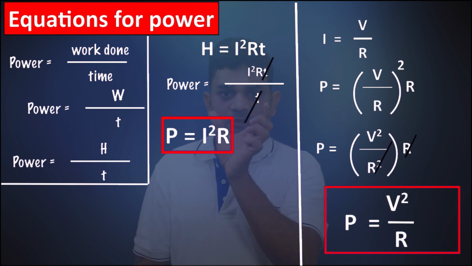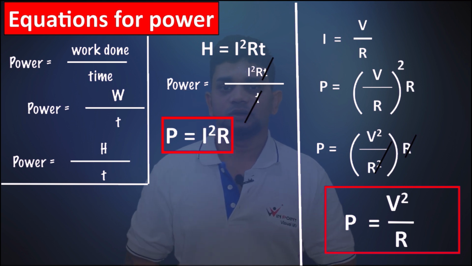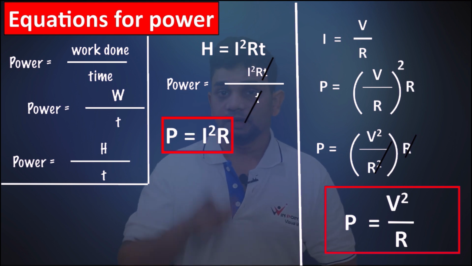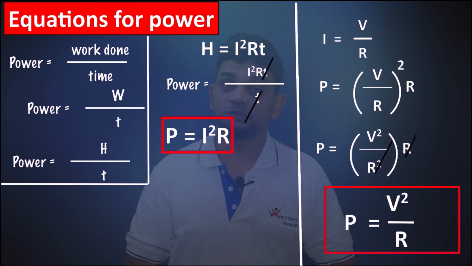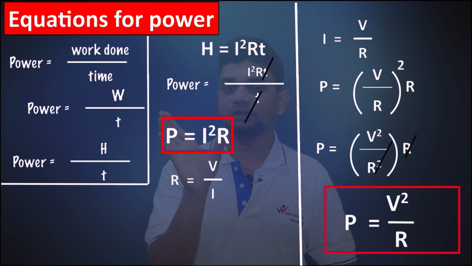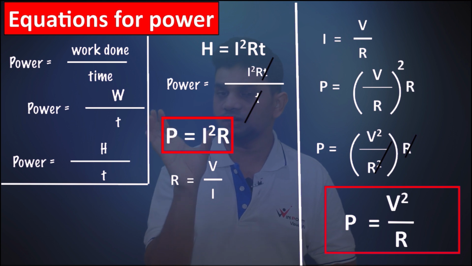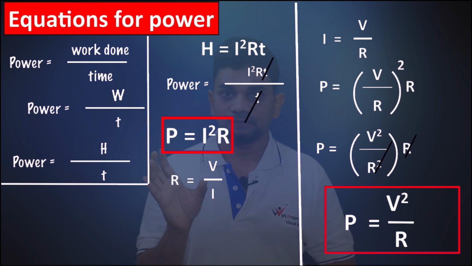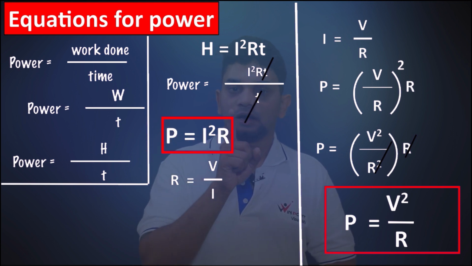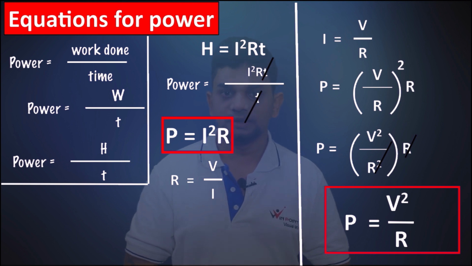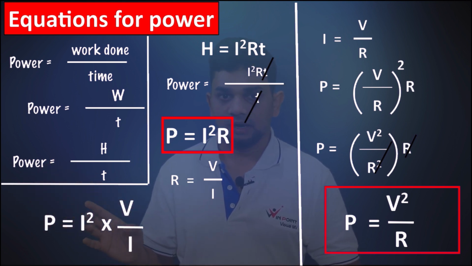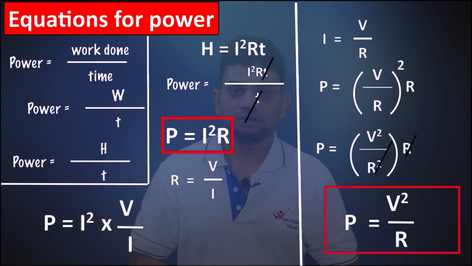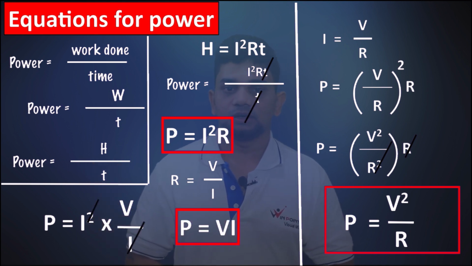Now we are considering the same equation, P equal to I square R. Instead of this R, according to Ohm's law, what is the equation for R? It is V by I. So we can substitute R equal to V by I. Instead of this R, we are substituting V by I. Then it will be P equal to I square into V by I. I and I will cancel each other. It will be VI. Equation for power.